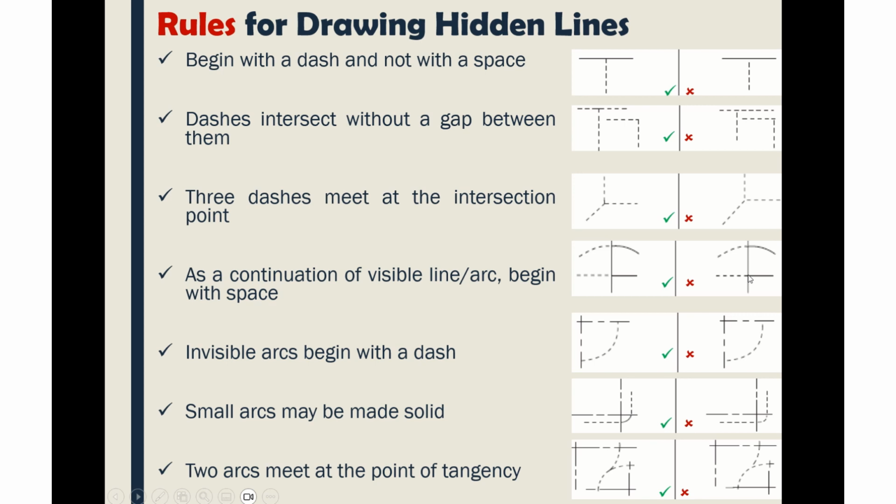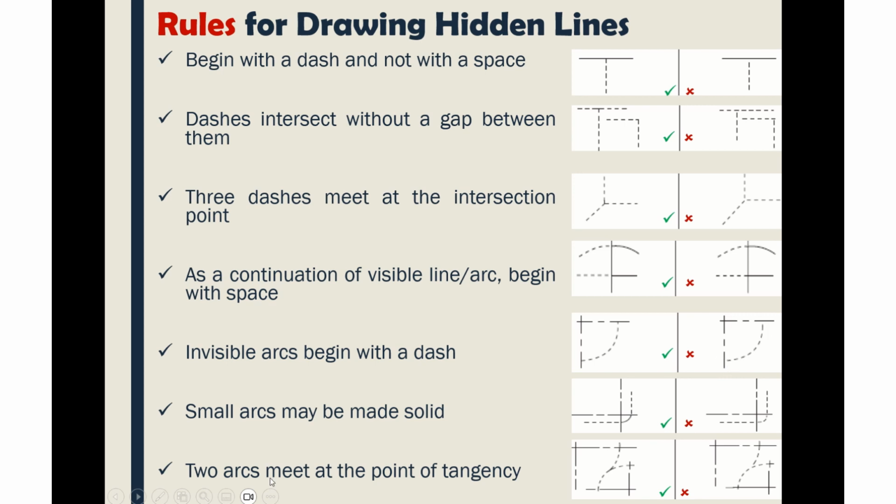The outline of the line or the arc must not cross the line where the hidden line is supposed to begin from. Okay, and this shows that this is not starting with a dash with a gap in between, and this is inappropriate. Also, invisible arcs begin with a dash. Here you see an invisible arc. See a dash starting from this line. It does not start with a space.